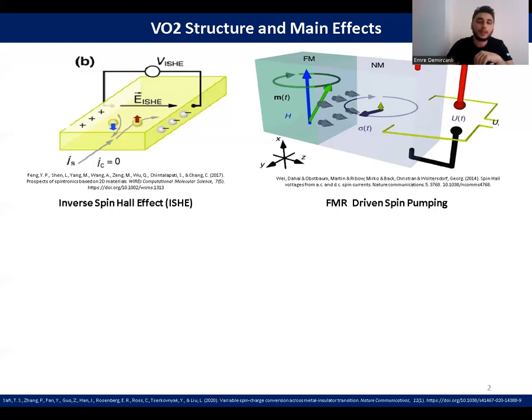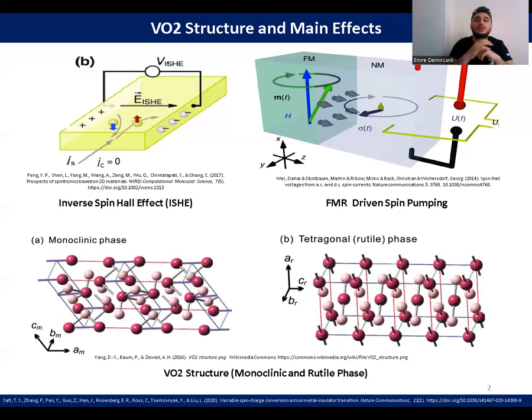article. Now, let's look at the structure of vanadium oxide, which is the main material of this article. In both figures, vanadium atoms are shown in purple and oxygen atoms in pink. Figure A shows the monoclinic structure, which is the low temperature phase of vanadium oxide, while figure B shows the tetragonal, or other name rutile, structure, which is the high temperature phase.